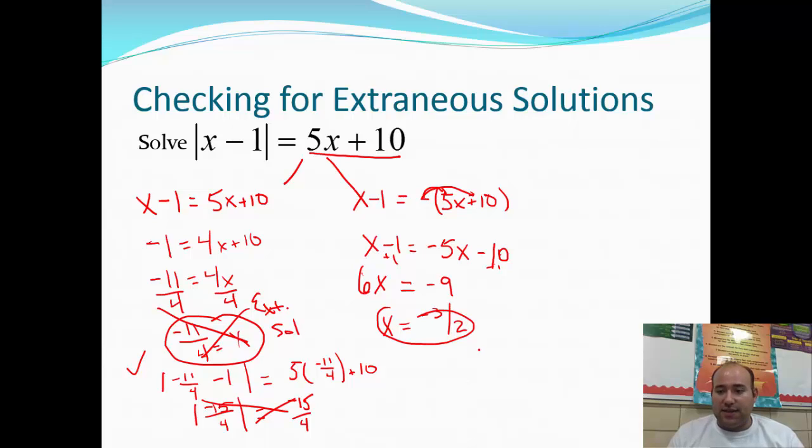All right, now let's check this one to make sure this one works. Usually there's only one extraneous solution in absolute value problems, if there is one at all. So my guess is, since the first one didn't work, this one probably will, but you never know.